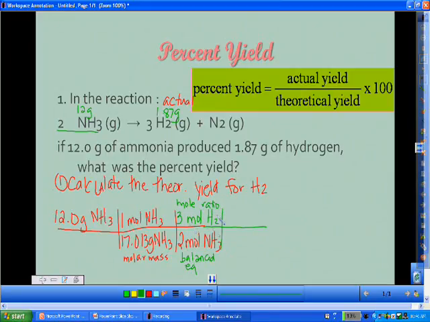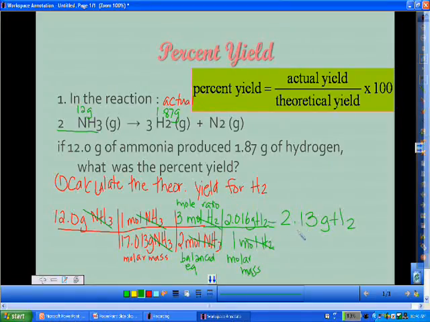Now we are in moles of hydrogen. All we have left to do is find the molar mass, which is 2.016 grams of hydrogen over 1 mole of hydrogen. We can double check to see that everything cancels out. Grams of ammonia, moles of hydrogen, and we are left with 2.13 grams of hydrogen. This is the stoichiometry, so this is our theoretical yield.